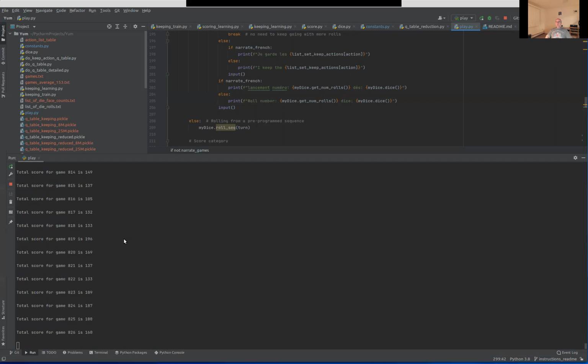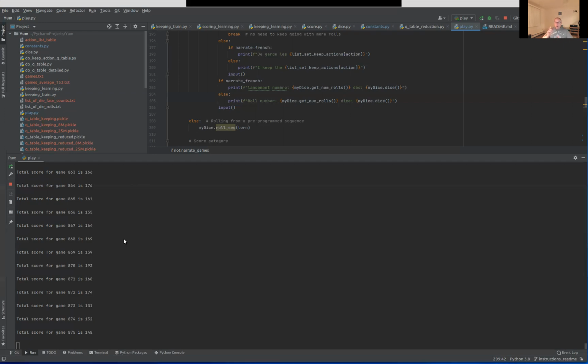If I look at the size of those Q tables, the keeping Q table is about 260 meg. That's quite large, and they won't take it on GitHub. The scoring Q table is a lot smaller, actually. It's about 40 meg, but I think that one is also not acceptable on Git.